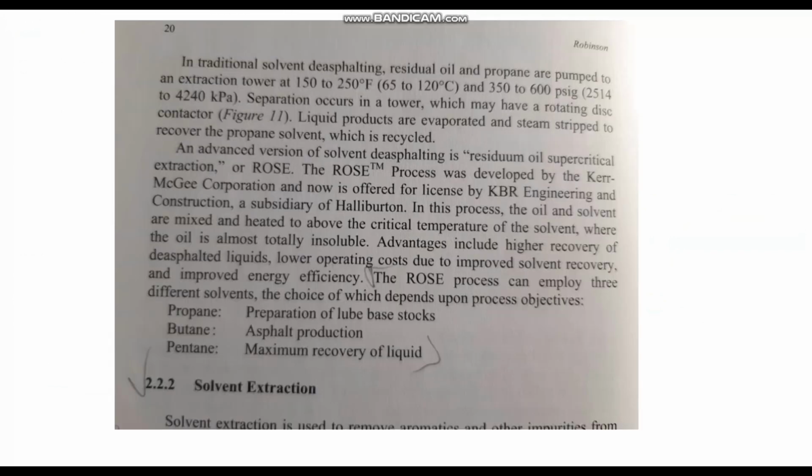Another important point that I'd like to draw your attention to here. I said that we use propane, butane, and pentane. The ROSE process can employ three different solvents, the choice of which depends upon the process objective. So the main essential thing to remember for all of us is that in this type of process, it's essential, it's vital, it's crucial to choose a selective solvent. So first solvent, propane, why use it?